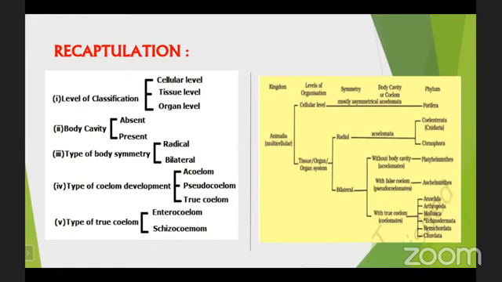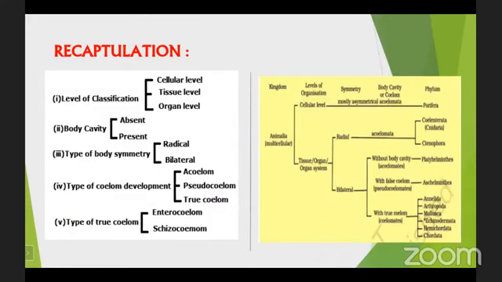Here is the recapitulation of the previous day's topic. Once again, we have to recapitulate yesterday's topic. Yesterday we discussed the levels of classification: cellular level, tissue level, and organ level of organization. So what is the example for the cellular level of organization? In the case of the cellular level of organization, the example is the cnidaria.